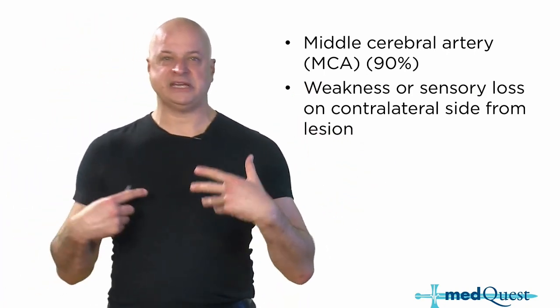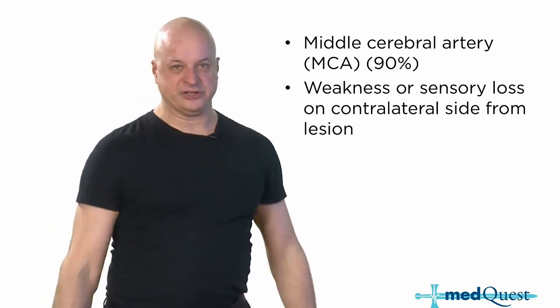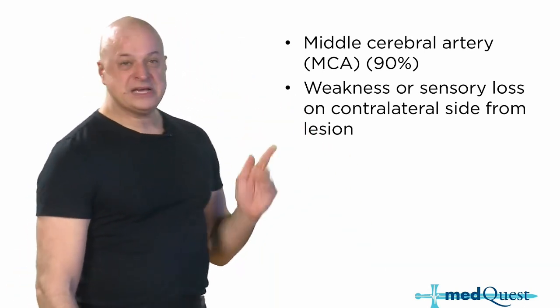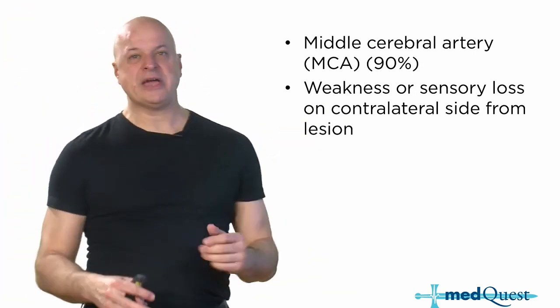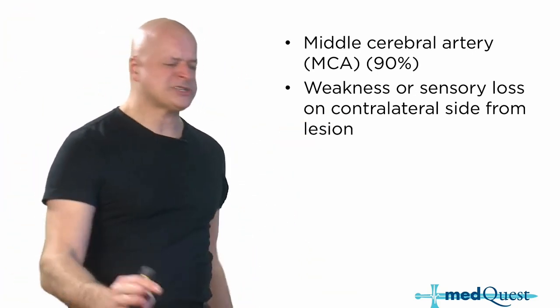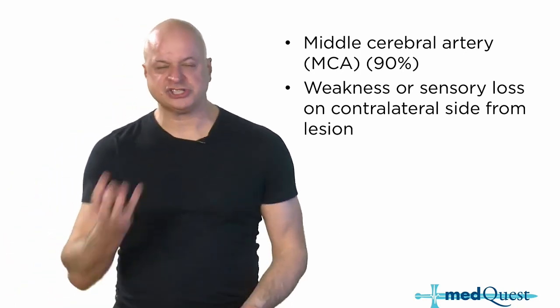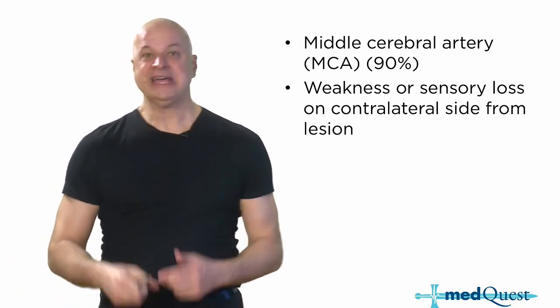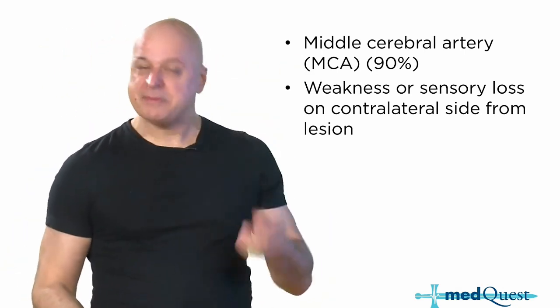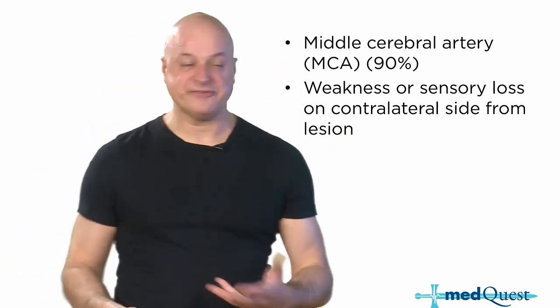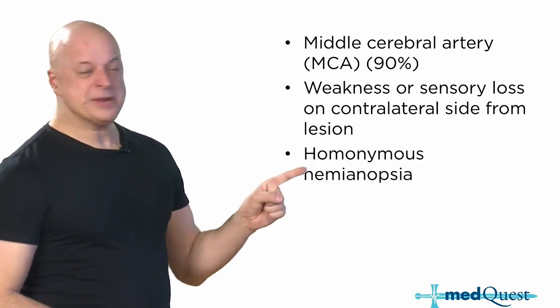You don't need me to say that if you have a stroke on the left, you're weak on the right side of your body. You don't need me to say if you have a stroke on the left, you can't see the right side of the world. You don't need me to say that if you have a stroke on the left, 90% of the time you lose speech, because speech and handedness follow each other. 90% of people are right-handed, and 90% of people have their speech center on the left side of their brain. They go together. Homonymous hemianopsia.